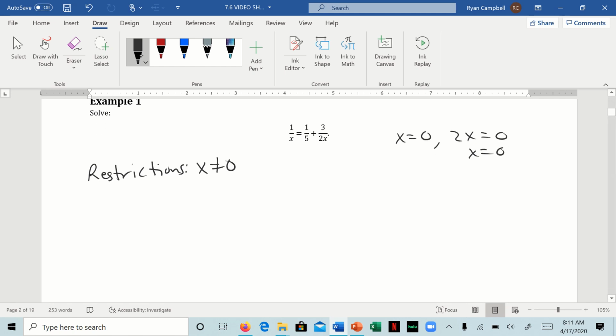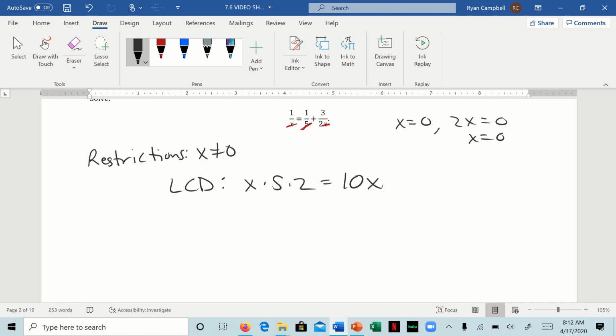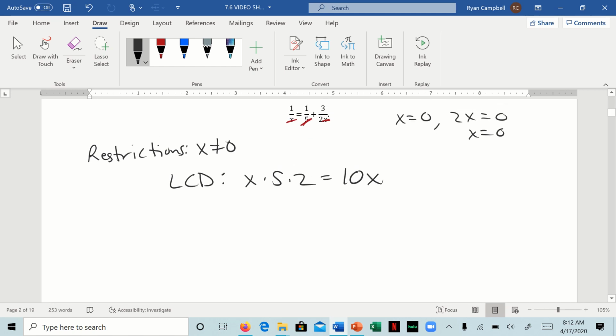Alright, then we gotta look at the least common multiple, or sorry, least common denominator. I keep saying that, my bad. So we can see that there's an x in one of the places, so that takes care of these x's, right? There's a 5 by itself, and then there's a 2. So we see that the least common denominator is going to be 10x. So we gotta multiply all of the terms by 10x.